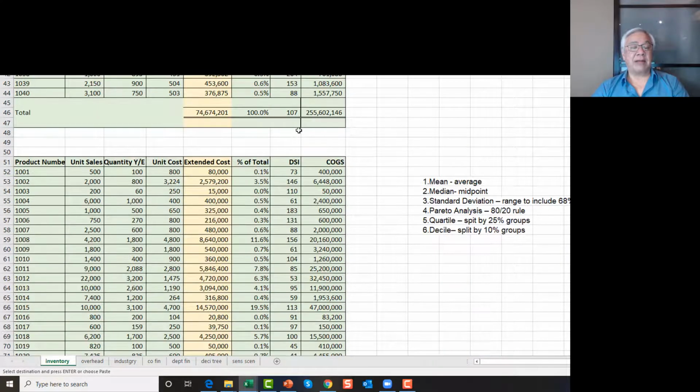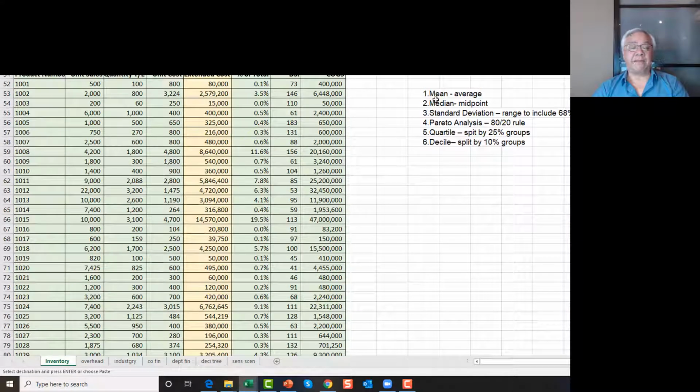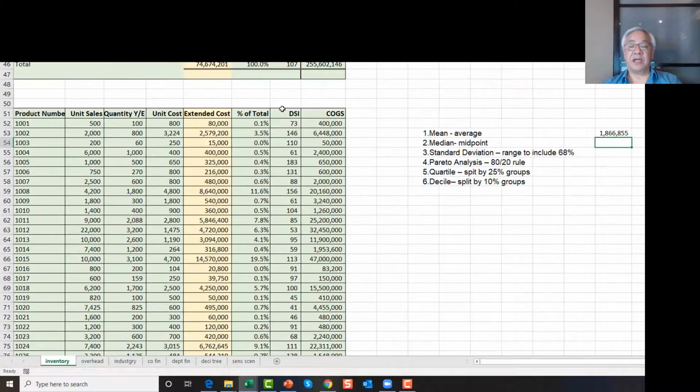I'll go to the bottom now to do the measures. So first up is a median. Median, as I mentioned, is the easiest one of all, and it's simply the straight average. We could just put in equals average. So the average is 1,866. So that's the average value in the inventory.